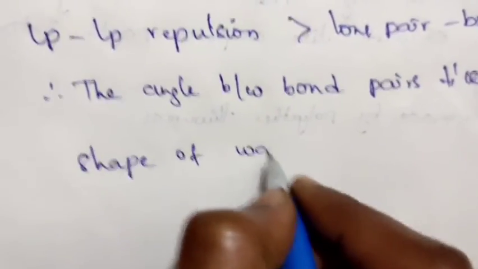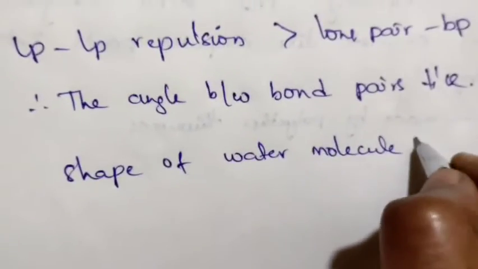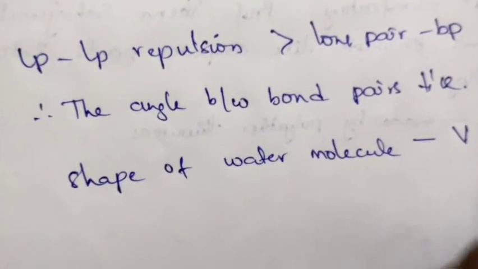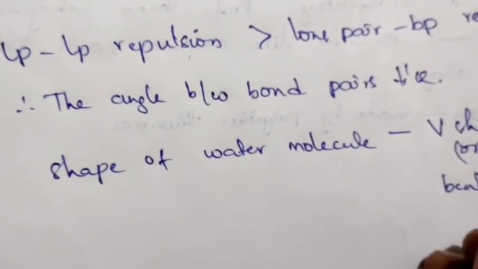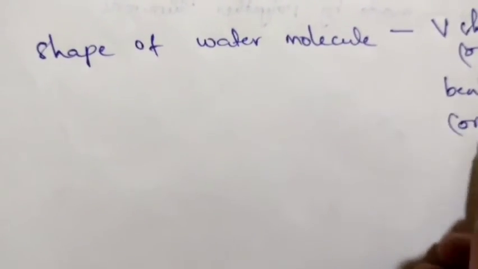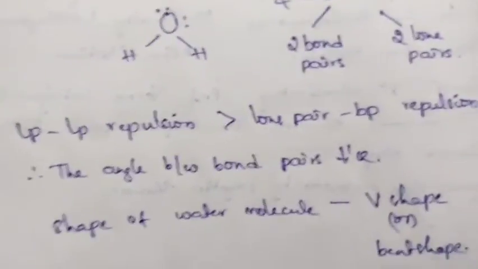Shape of water molecule is V shape or bent shape or angular shape. This is about the water molecule.